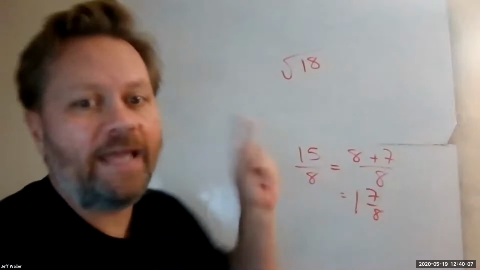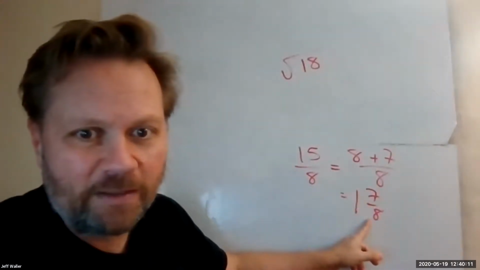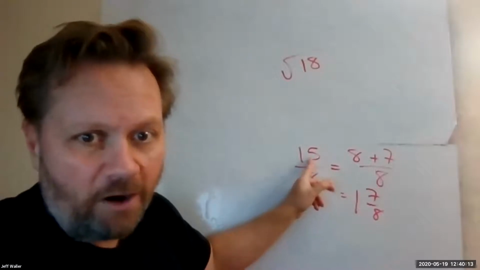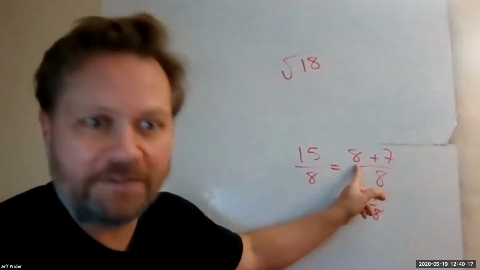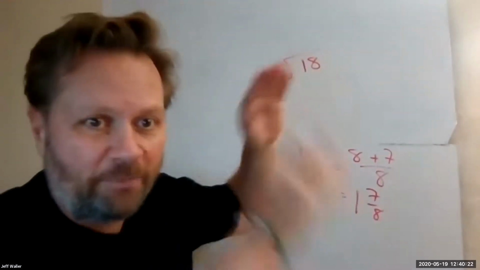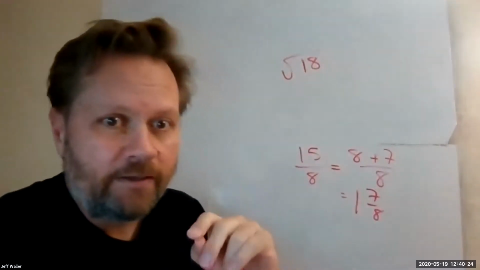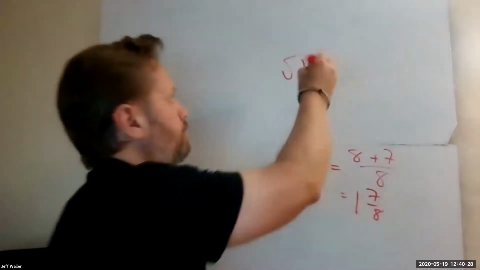But now I don't want to estimate. I want to do something similar to this. Because there is a part of 15 that can be divided by 8, namely 8. There is a part of 18, if I break it up multiplicatively, that I could do the square root of. Right? So what is that? How do I break this up?